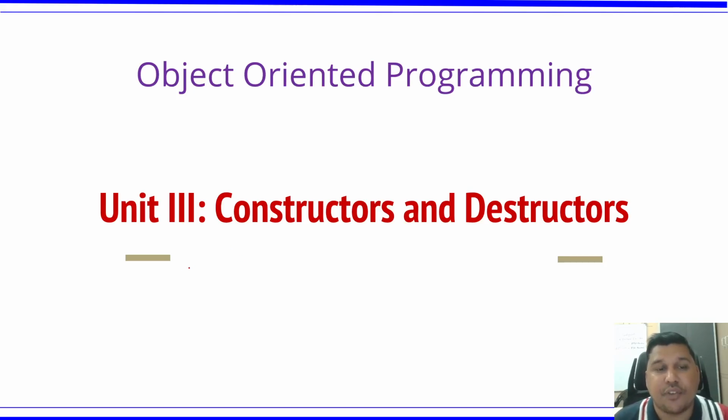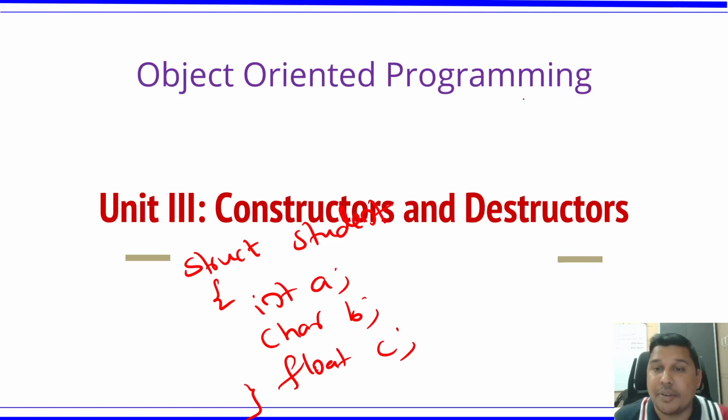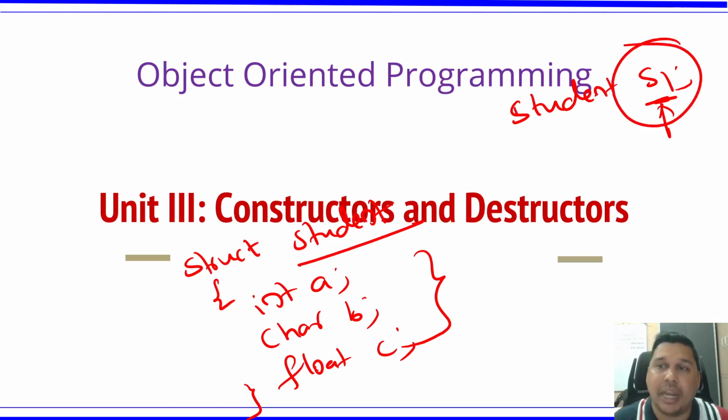Generally, for structures also we say this: when you create a struct student, and you write int a, char b, and float c, and in main you write student s1. We said that only when the variable for the structure is created is the memory allocated for these three variables. Memory allocation happens only after creation of the variable.